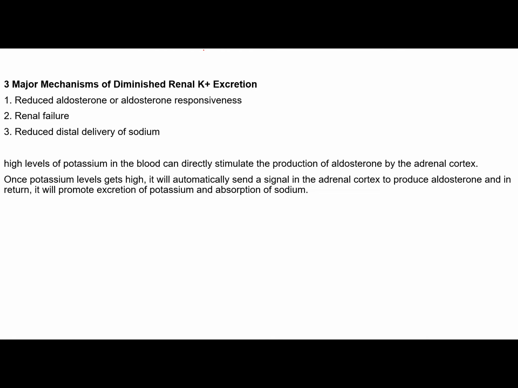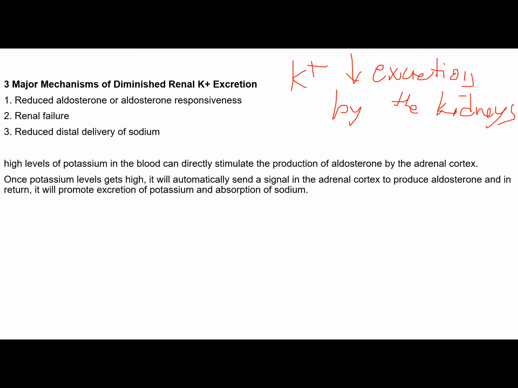Now, what are the major mechanisms of diminished renal potassium excretion? So, there are cases, class, wherein potassium has a decreased excretion by the kidneys. And there are three mechanisms why this happens. Why does decreased potassium excretion by the kidneys happen? Number one mechanism is reduced aldosterone or aldosterone responsiveness. So if your aldosterone is low or you have a defective aldosterone, you could have decreased potassium excretion.